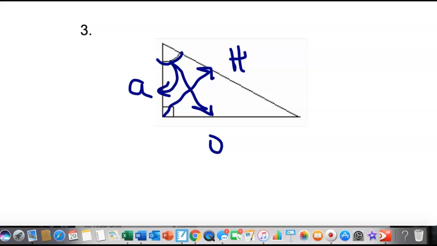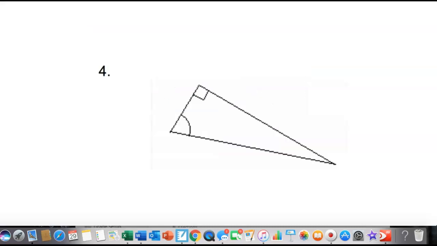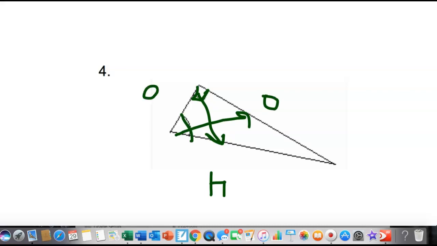Take a minute and try the next one. Right angle, this guy will be my hypotenuse. Here's my reference angle. This is going to be opposite. And the only unmarked one here is adjacent. So press pause. I want you to go ahead and try some of them on your own, and then we will go over them quickly together.